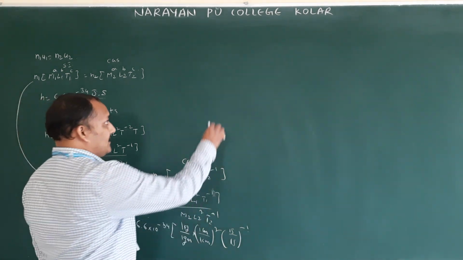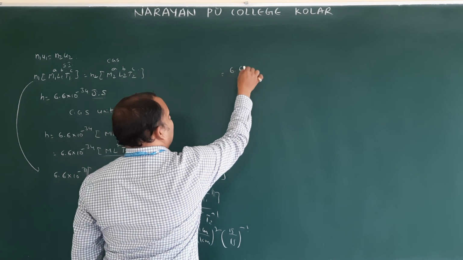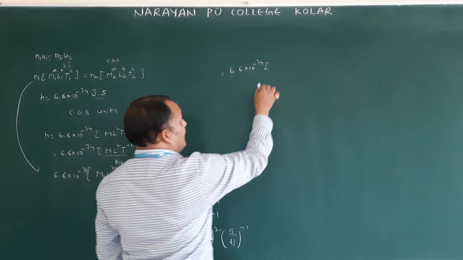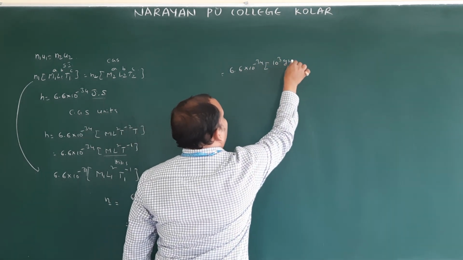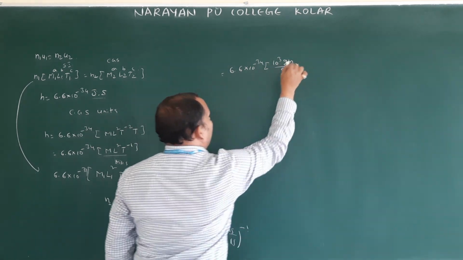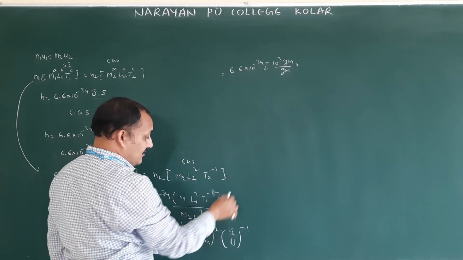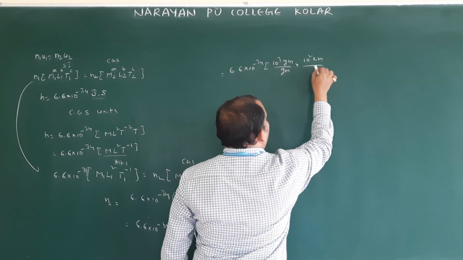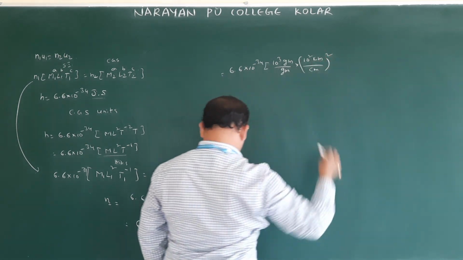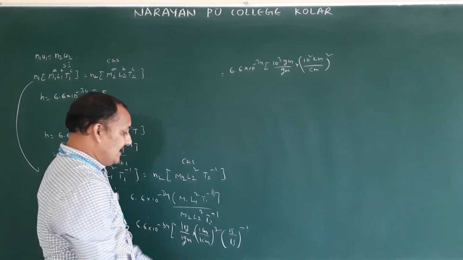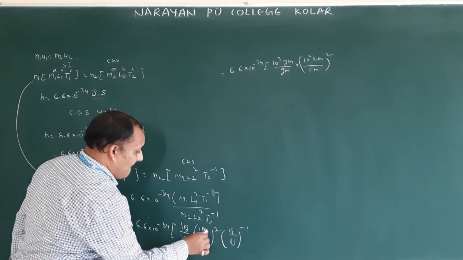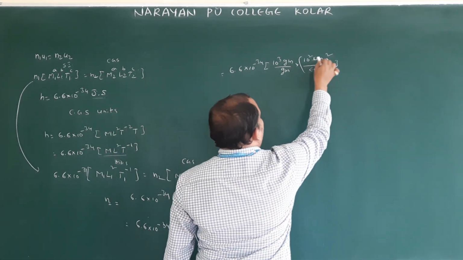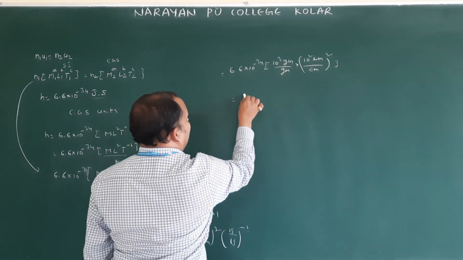1 kg is equal to how much? 6.6 into 10 power minus 34. 1 kg is equal to 10 cube grams into, here whole square is there, you should remember. 1 meter equal to 10 square centimeters. Centimeter by centimeter. This is meter. 1 meter equal to 10 square centimeters. So now centimeter, gram will be cancelled.